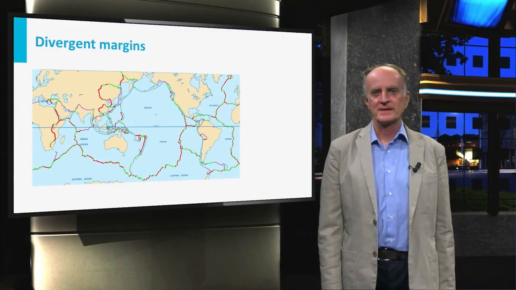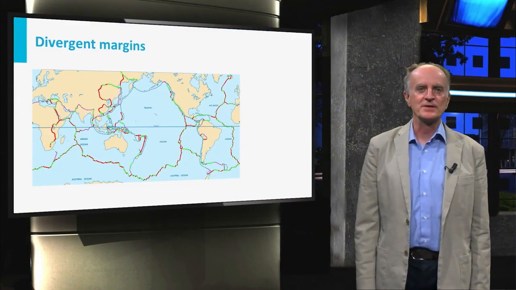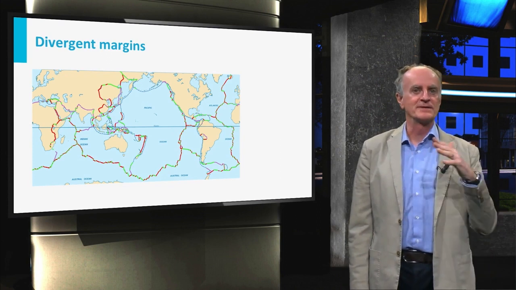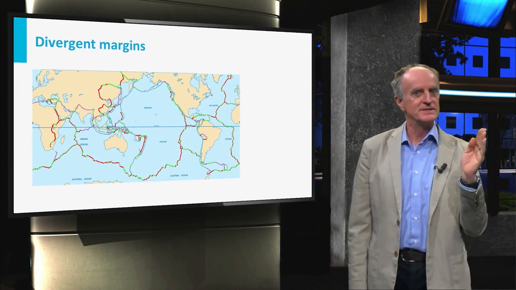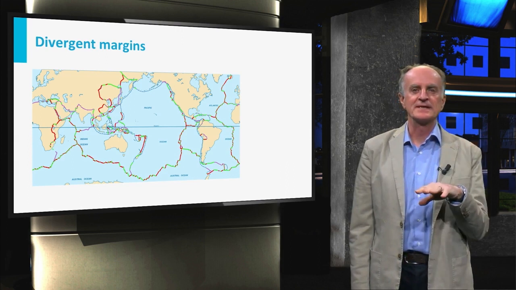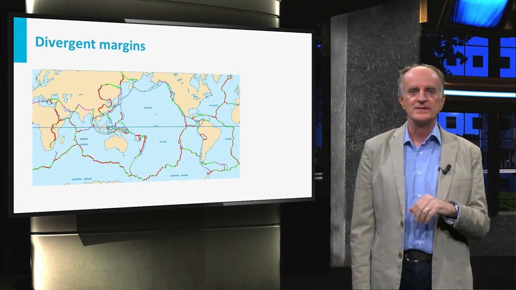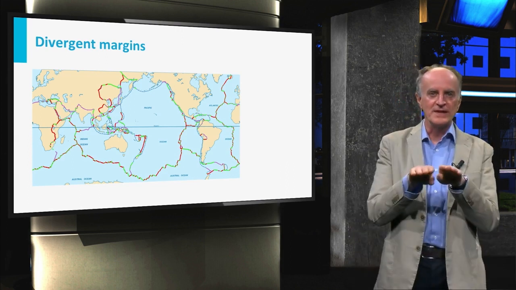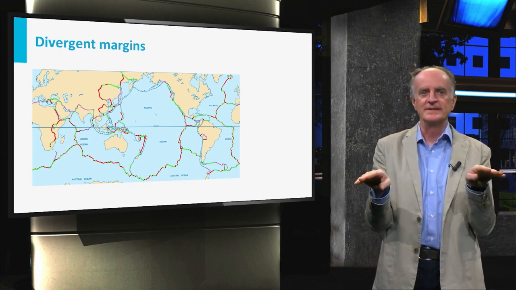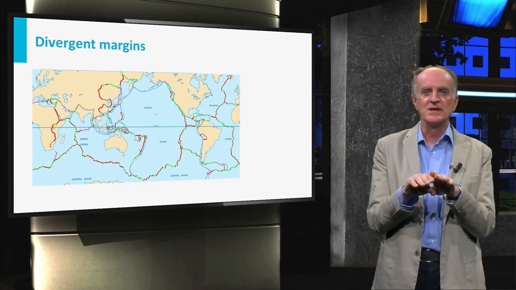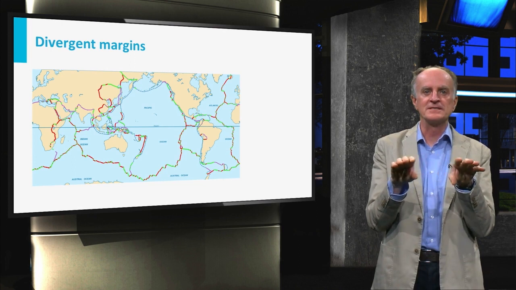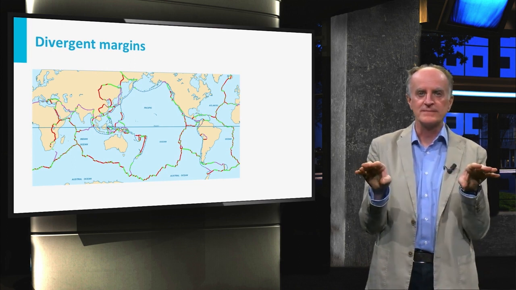Welcome. On the map, you see the main tectonic plates forming the outer part of the Earth and the narrow intervening zones characterized by strong deformation. Today, we will focus on divergent margins. Divergent margins are zones where the two lithospheric plates move away from each other.